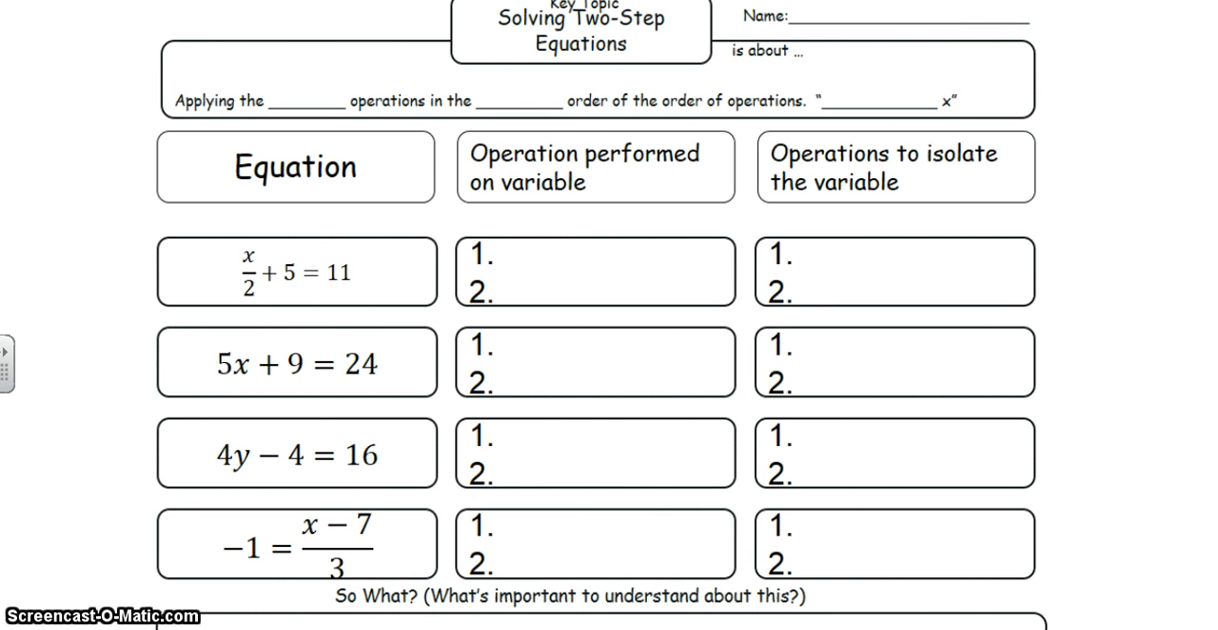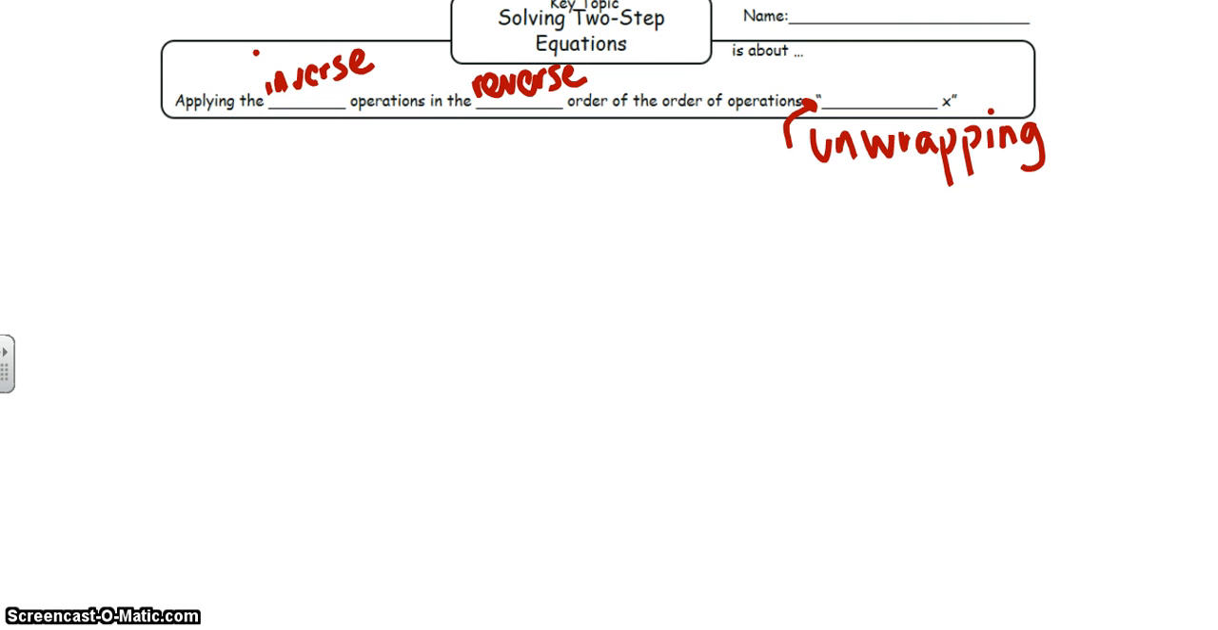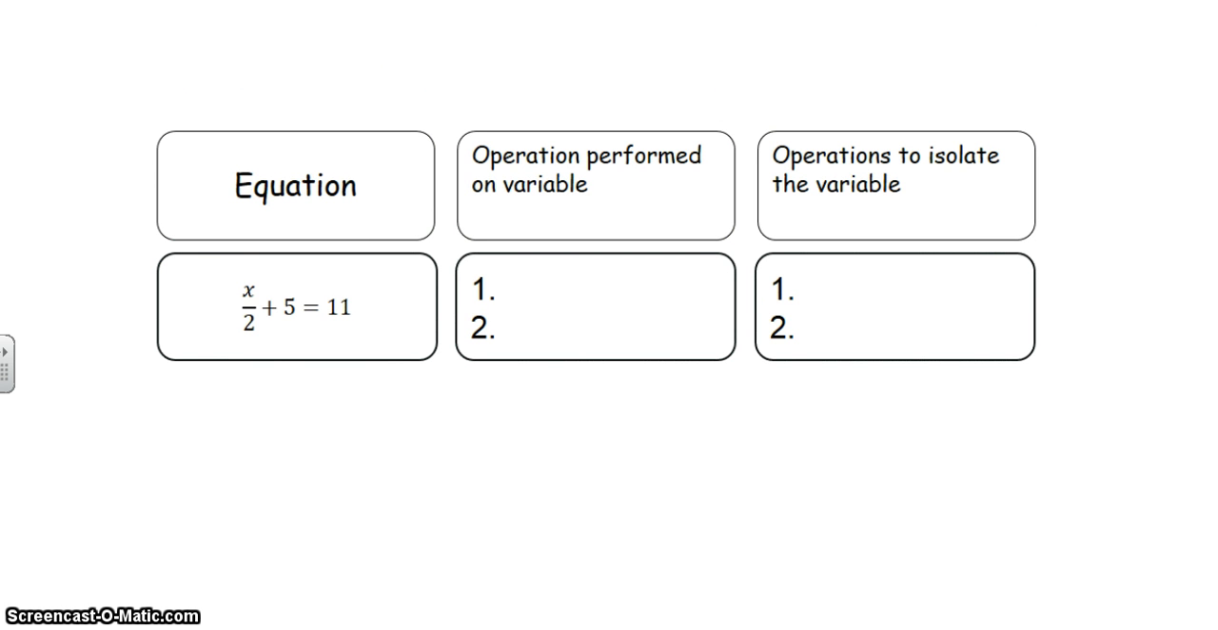Alright, your frame looks like this. We are going to fill that out today. Solving two-step equations. Last week we focused on solving one-step equations. This week we'll be doing two-step equations. So we still are going to be applying inverse operations, and we're going to do it in the reverse order of the order of operations, or what we like to call unwrapping x. Okay? So applying inverse operations in the reverse order using the order of operations, or unwrapping x.